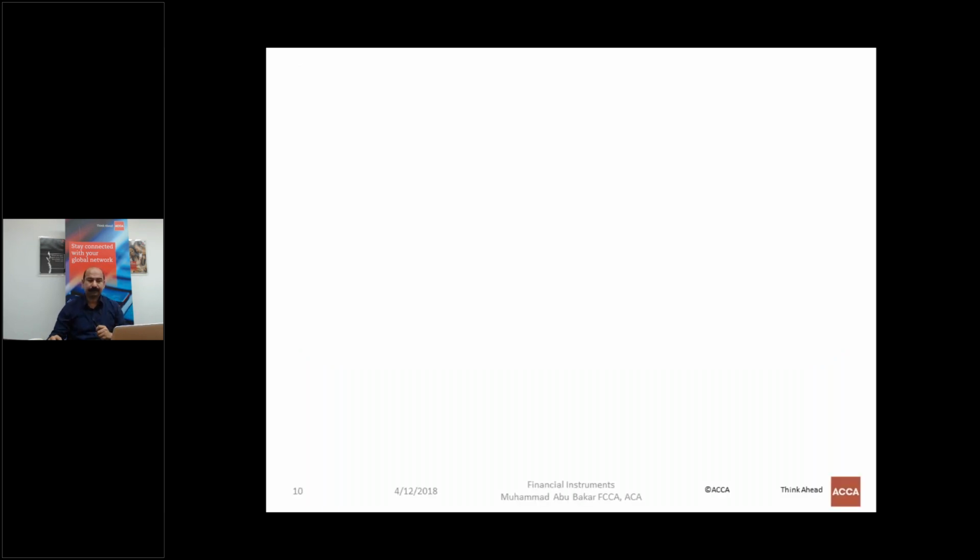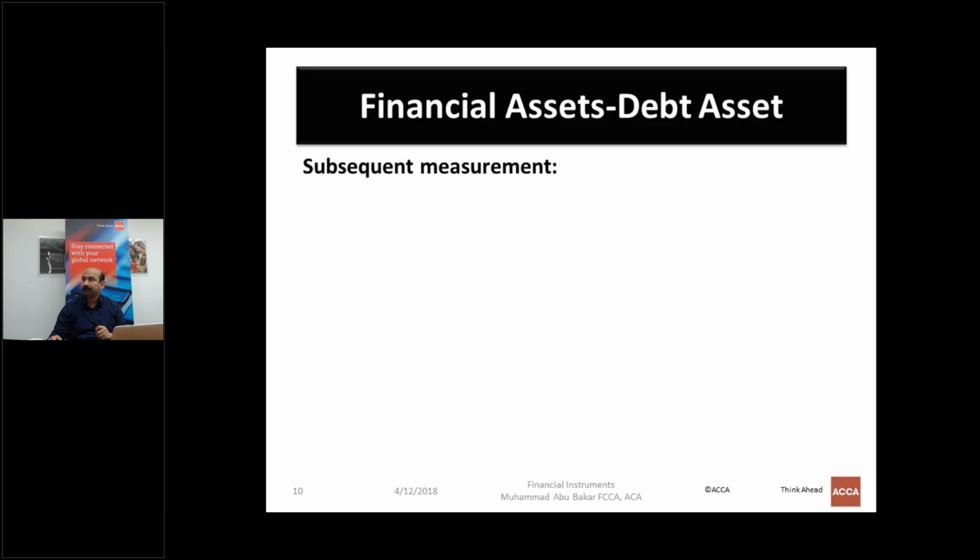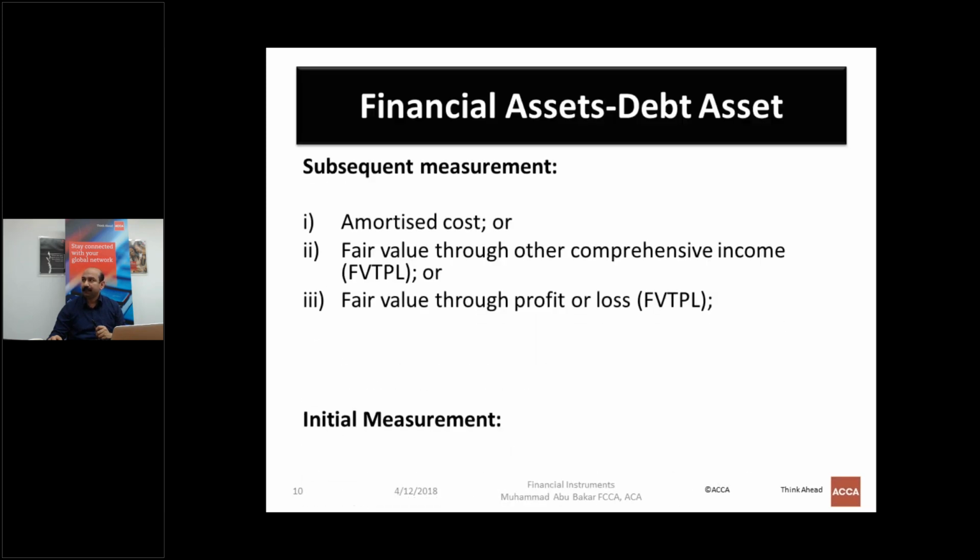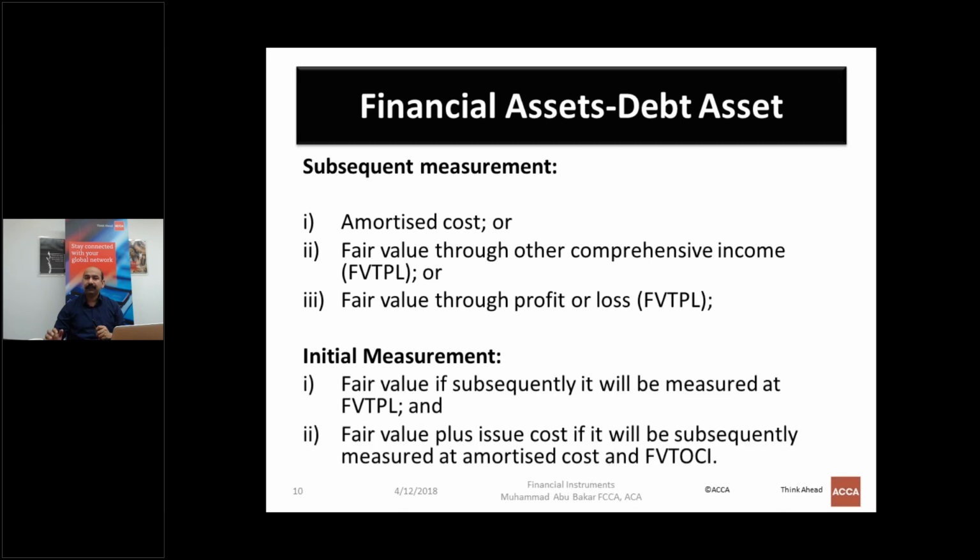Then is initial measurement and subsequent measurement. See, on initial measurement, you will measure a financial asset, which is a debt asset, at fair value if subsequently it will be measured at fair value through profit or loss. And fair value plus issue cost. In case of financial liability, this was fair value less issue cost. But in case of asset, fair value plus issue cost, if it will be subsequently measured at amortized cost or fair value through other comprehensive income.